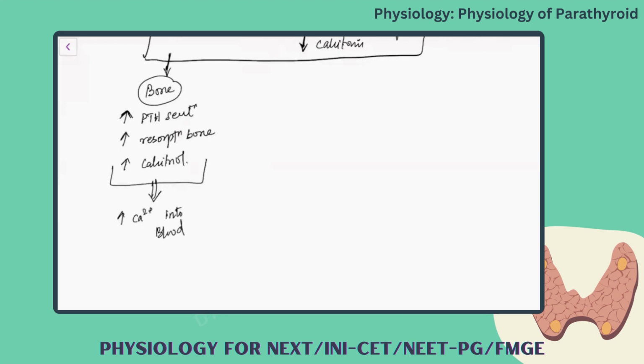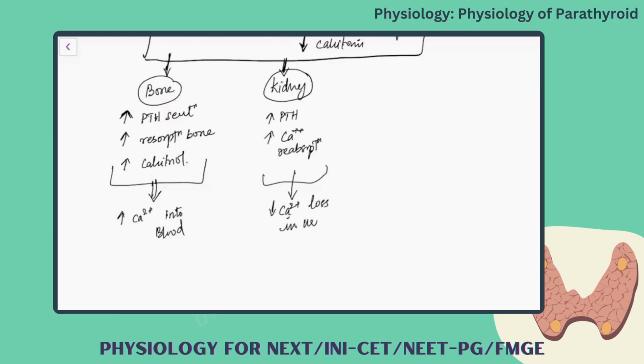It is not only having the effect on the bone, it is also having the effect on the kidney by increasing parathyroid hormone secretion, increasing calcium reabsorption during urine formation, and altogether decreasing the calcium loss in the urine. It means plasma calcium is restored.